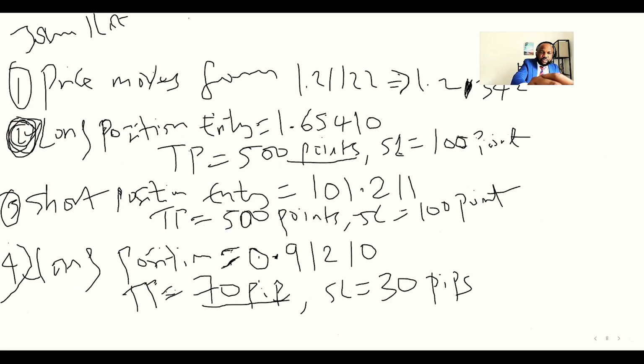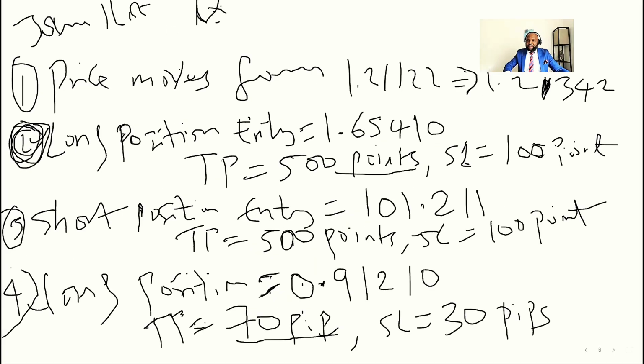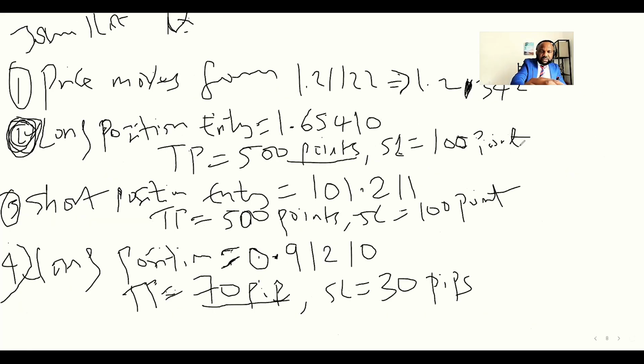Veronica used 10 lots to place the number 2 trade. So can you calculate if both of them made profit? Veronica, 10 lots. John used 1 lot, Veronica used 10 lots. For number 2, this number 2. So calculate for them. You don't have to go further.